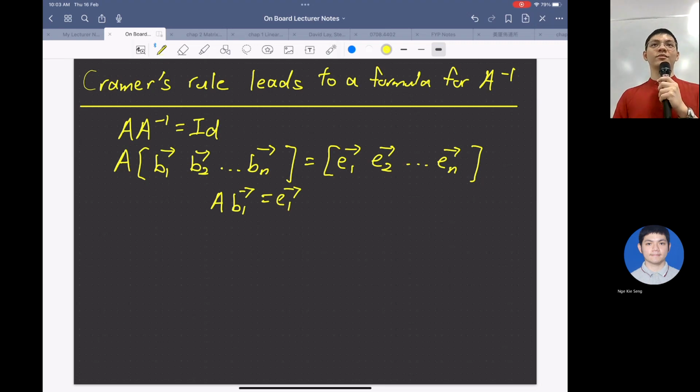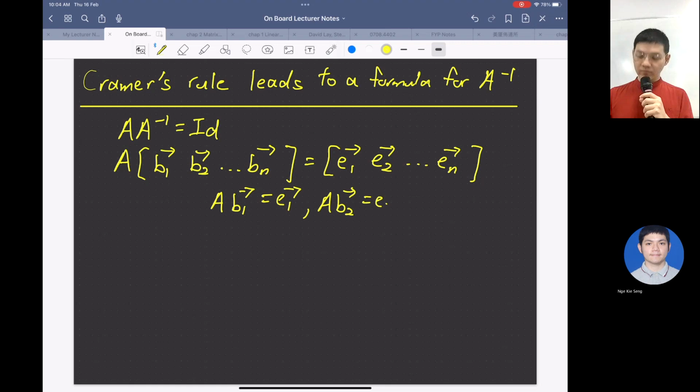Can everyone imagine this multiplication here? Can everyone imagine this matrix equation? Okay. So really, we want to know how to solve each of these matrix equations. And we already know from Cramer's rule how to solve them.